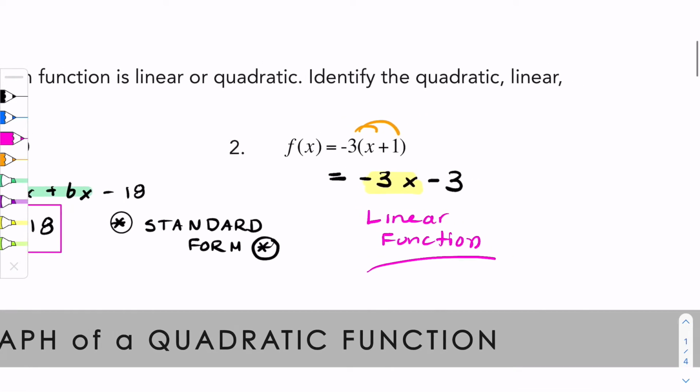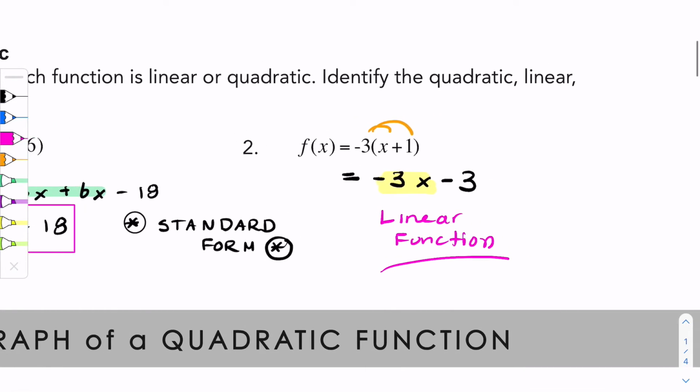And knowing that this is a linear function, I'm going to identify my quadratic term, which does not exist, so it's 0. My linear term, that's this here, negative 3x, and my constant term is negative 3.